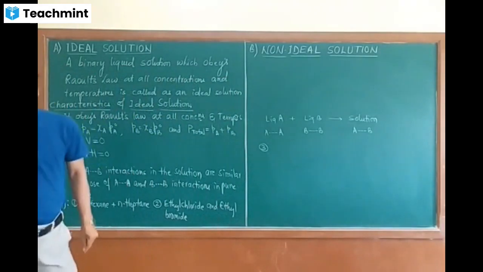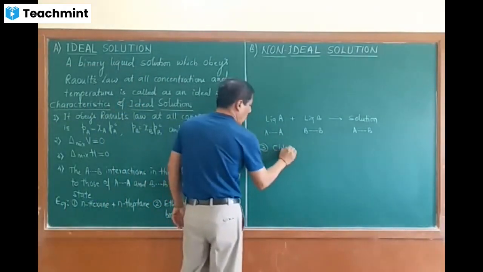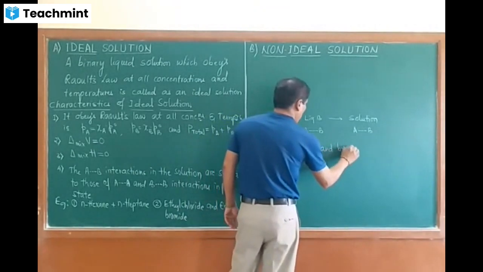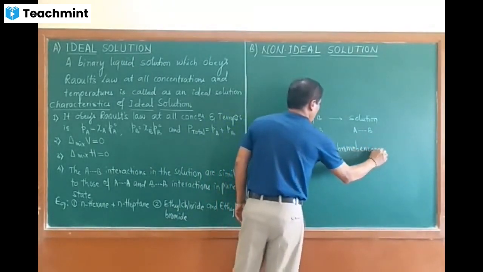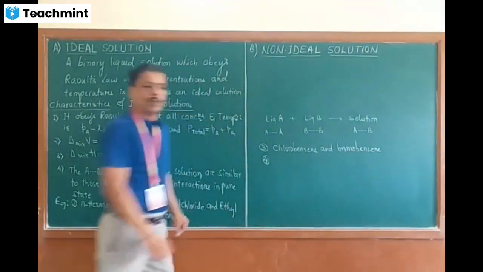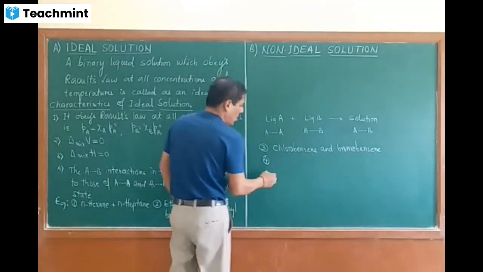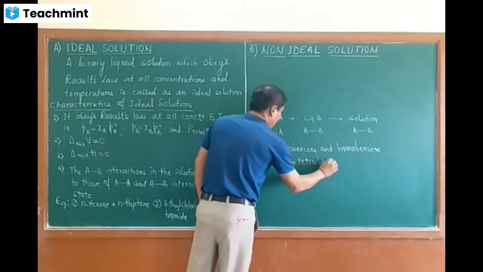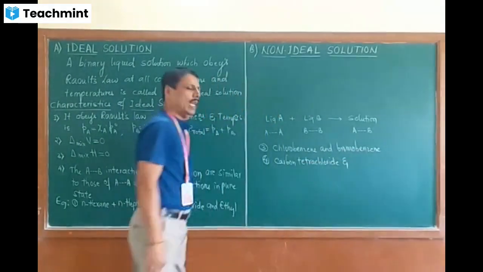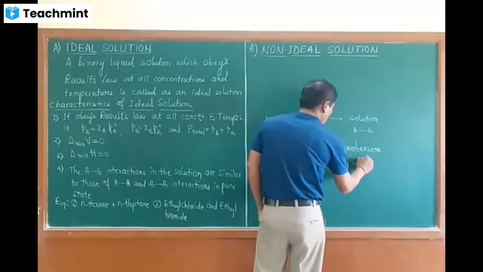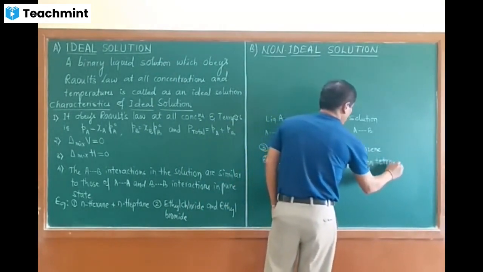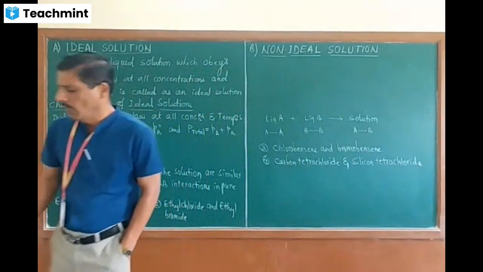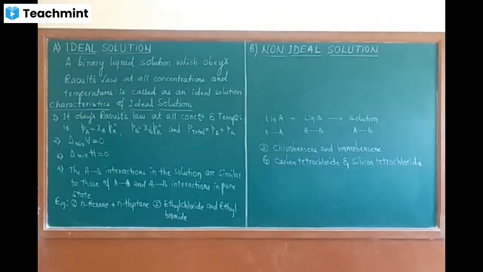Another example you may take is chlorobenzene and bromobenzene. Another example is carbon tetrachloride and silicon tetrachloride, CCl4 and SiCl4. Is it right?